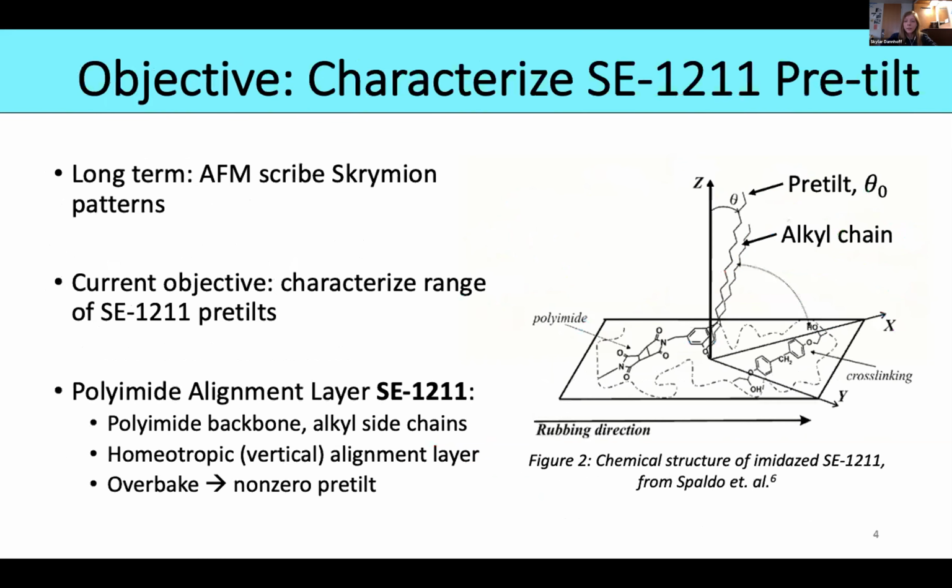So like I said, long-term goals are to AFM scribe skyrmion patterns, or patterns in the SE1211, to create skyrmions in liquid crystals. But before we can do any of that, what we really need to do is understand the degree of control we have over our alignment layer. So we need to be able to very carefully finesse the polar and azimuthal orientation of our alignment layer molecules. That is our current objective, and that's pretty much what I'm going to be presenting on from here on out.